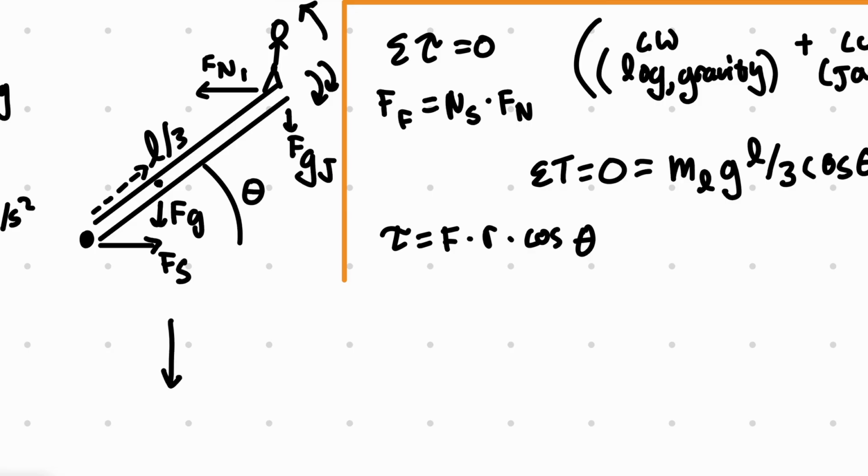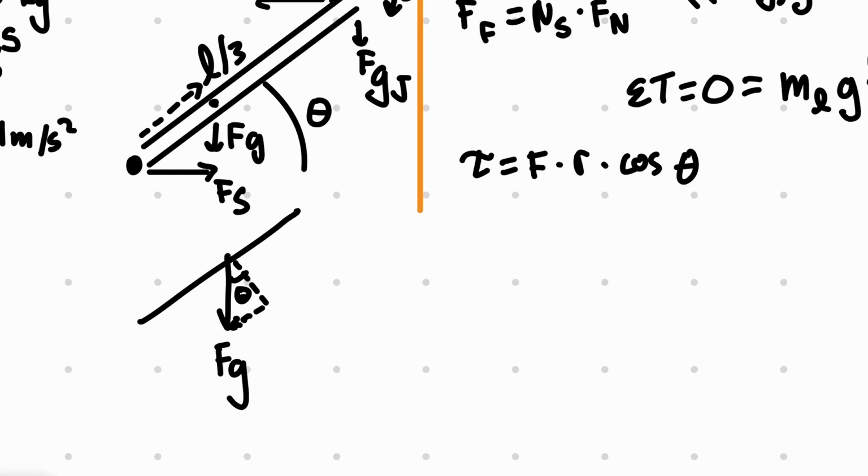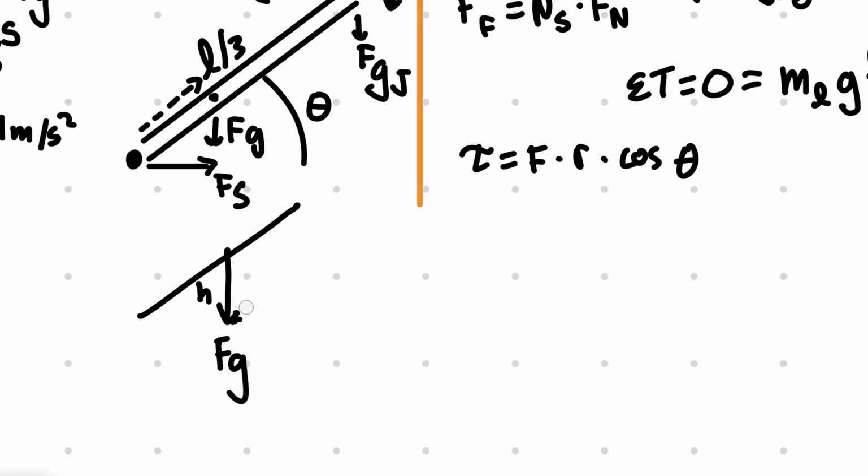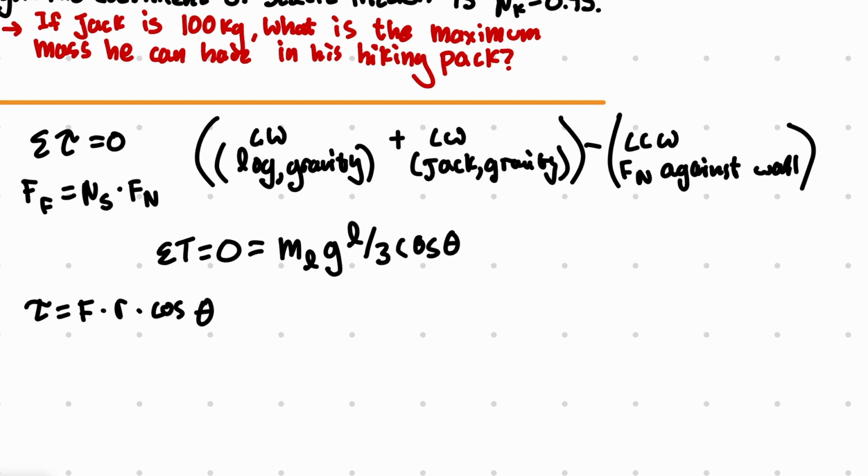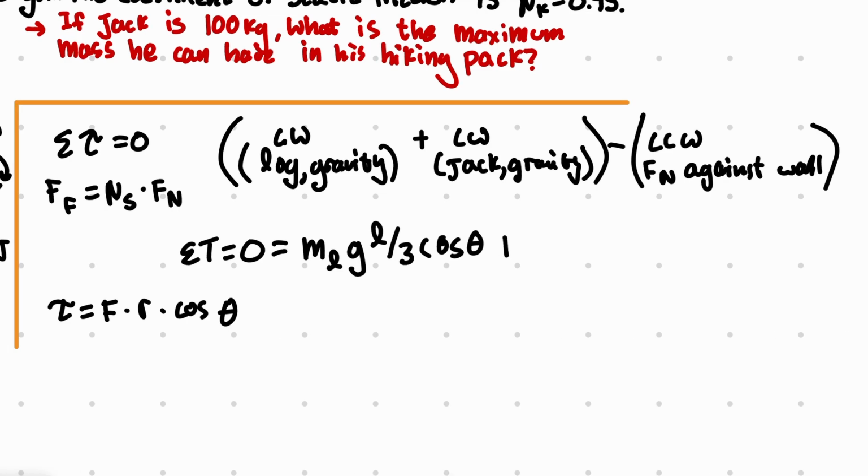Then I used cosine theta. I used cosine theta because we have the force of gravity, here's the log, and we want to know the force going this way. We want this force here, and that's the base, or the adjacent side. Cosine is adjacent over hypotenuse. Remember your SOHCAHTOA, so pretty simple. That's our cosine. Okay, so that's our torque from the log and gravity.